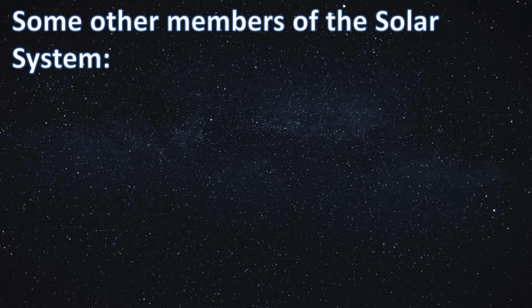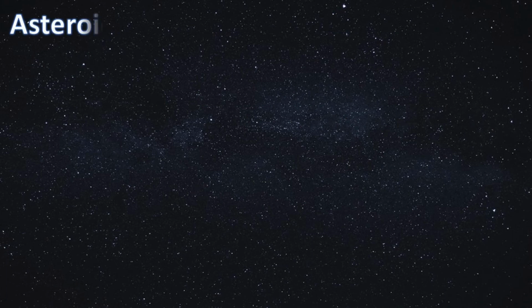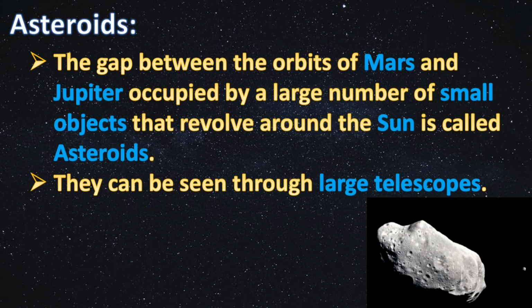Some other members of the solar system. There are some other bodies which revolve around the Sun. They are also members of the solar system. They are asteroids, comets, meteors, and meteorites. Asteroids. The gap between the orbits of Mars and Jupiter, occupied by a large number of small objects that revolve around the Sun, is called asteroids. They can be seen through large telescopes.